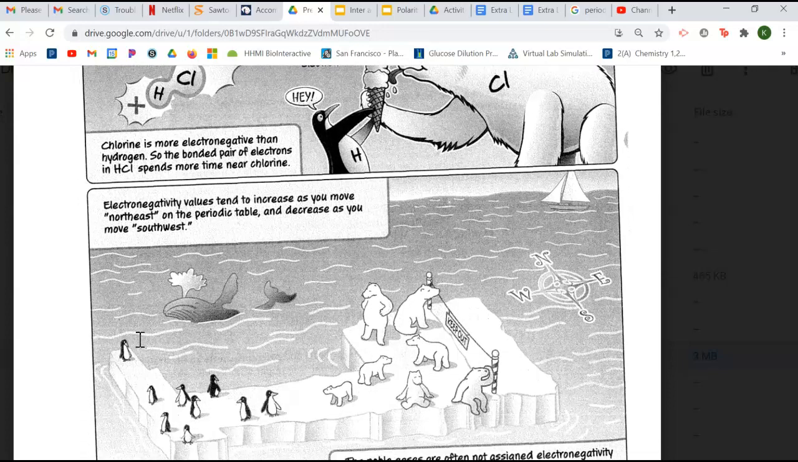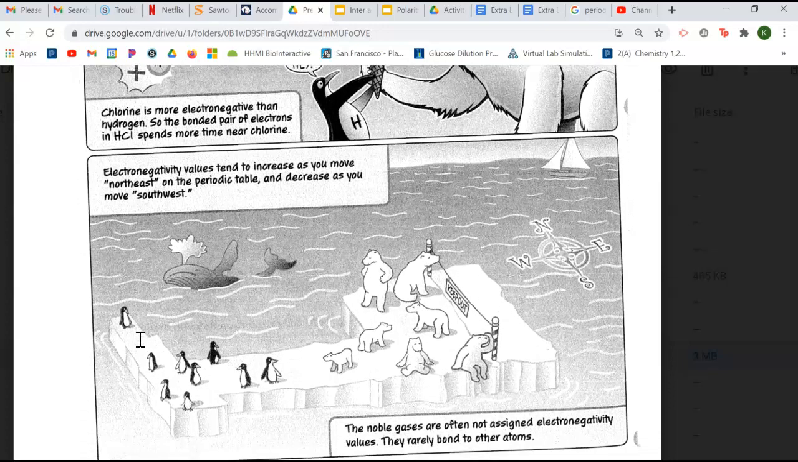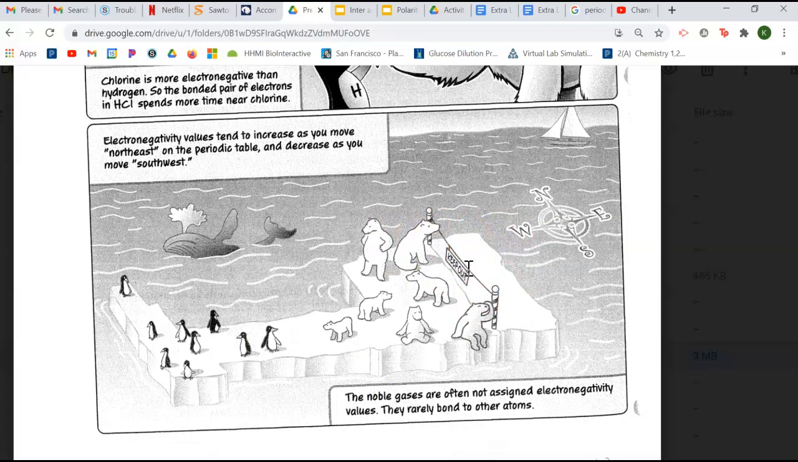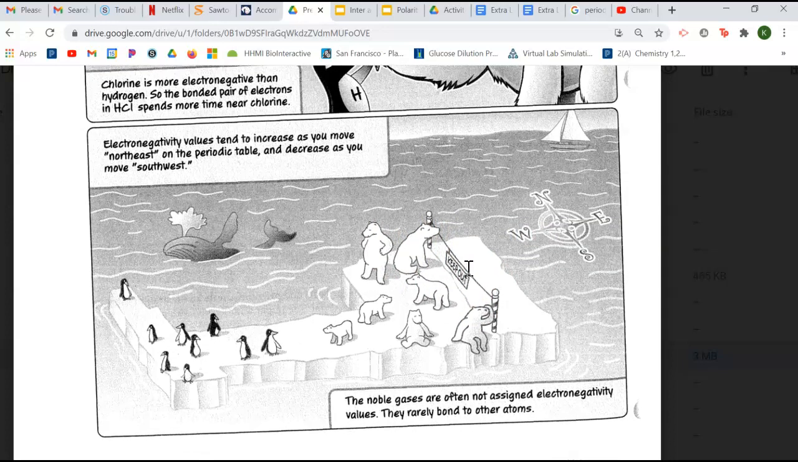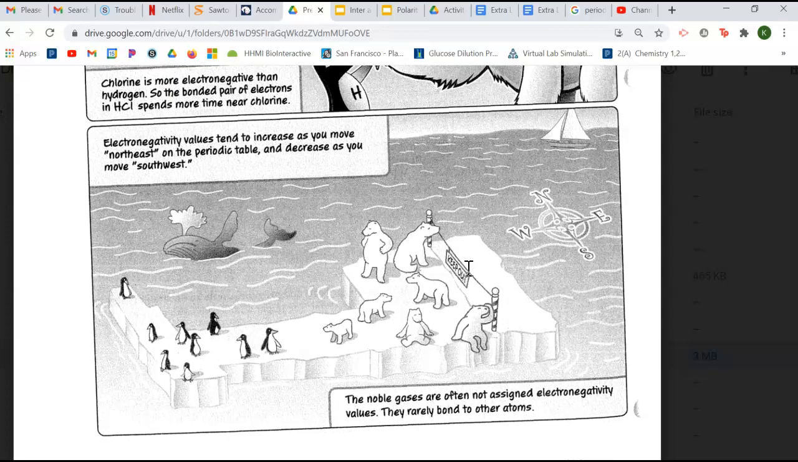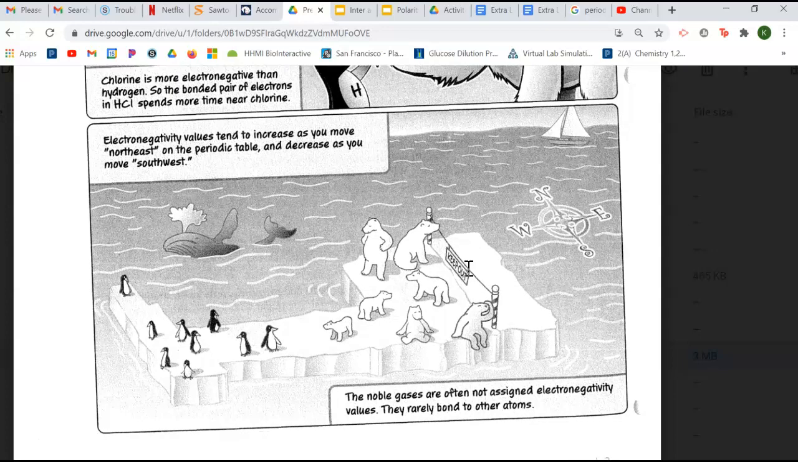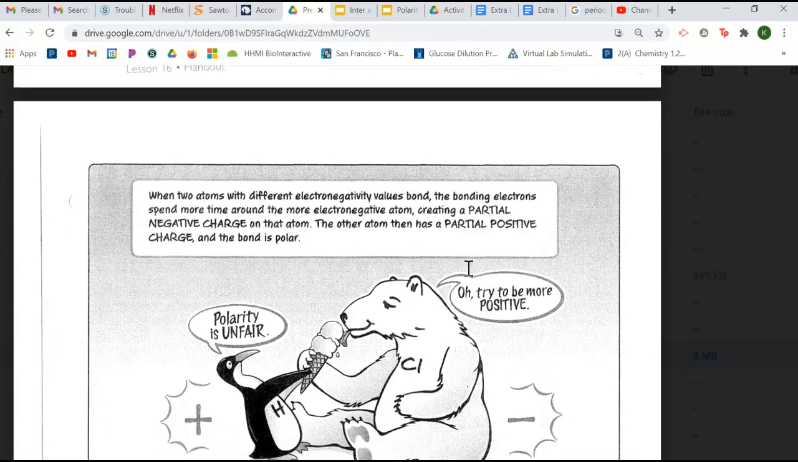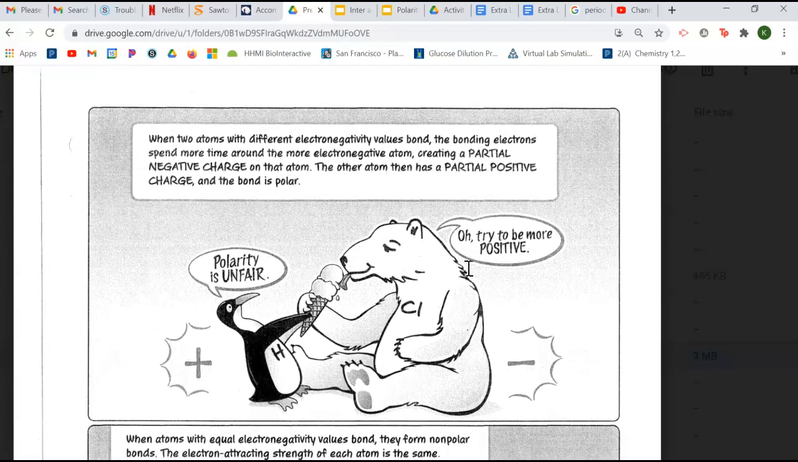So just a reminder that in the periodic table, this region is the area that has the most electronegativity. And noble gases are often not assigned electronegativity because, remember, they have 8 valence electrons and they rarely bond with other atoms. Okay, so when two atoms of different electronegativity values bond, the bonding electrons spend more time around the more electronegative atom, creating what we call a partial negative charge on that atom. And the other atom has a partial positive charge.